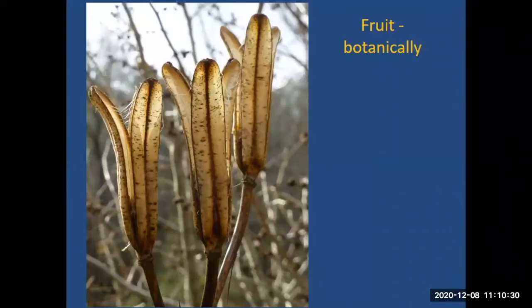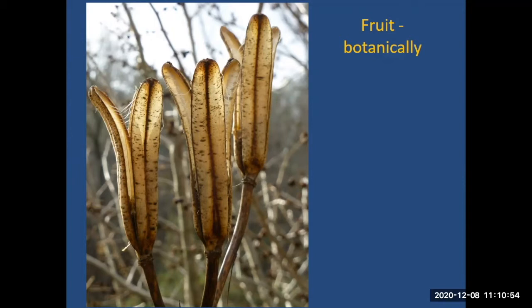And after pollination, if pollination is successful, and if pollen grains, as we'll see in a minute, grow down into the pistil and pollinate the ovules, a fruit develops. So a fruit, botanically, is a ripened ovary with seeds.